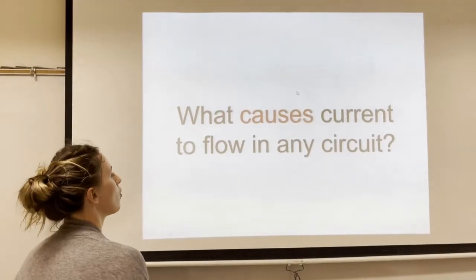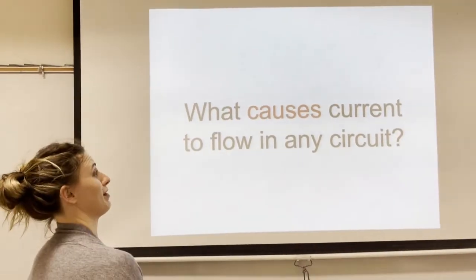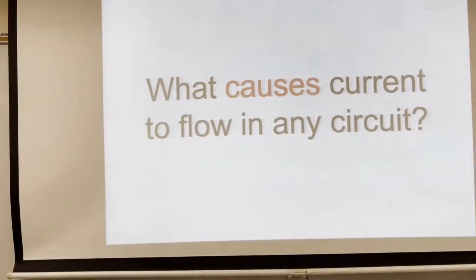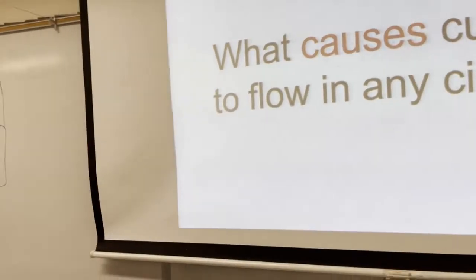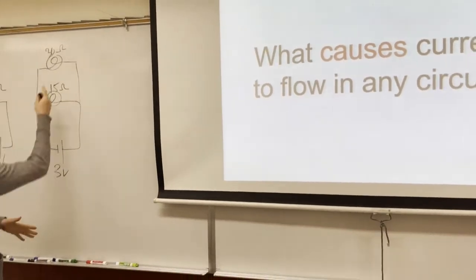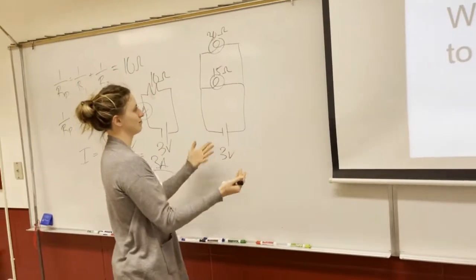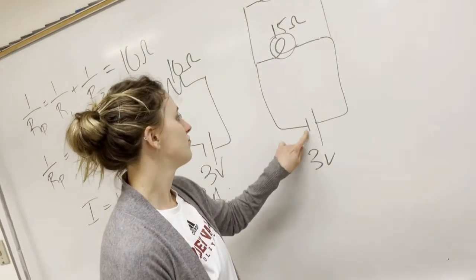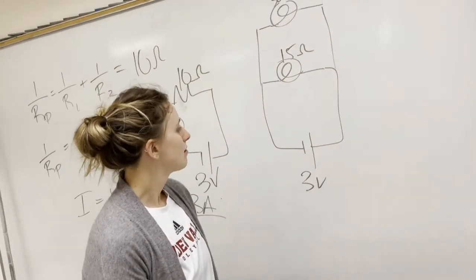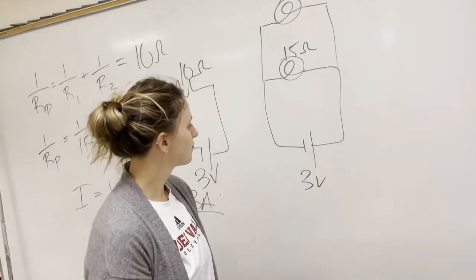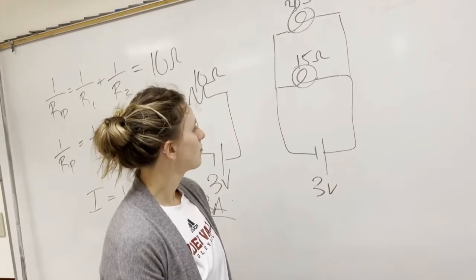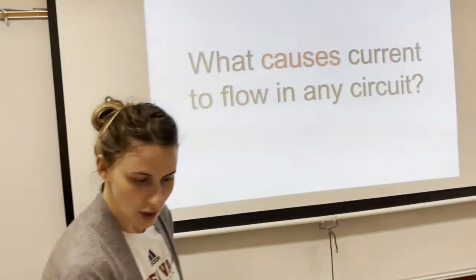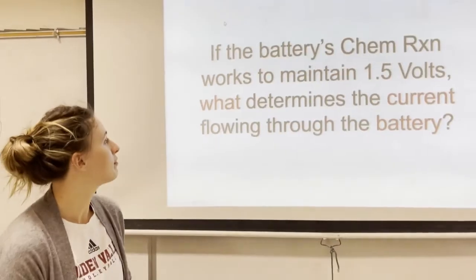Okay, what causes current to flow in any circuit? Now you've got wires, you've got bulbs, you've got batteries. What is required to make the current flow? Well, you need an energy source, right? That's your battery, and you have to have a complete circuit, so there can't be any breaks. There has to be a continuous path for current to follow. If you don't have a battery, then current will not be flowing.